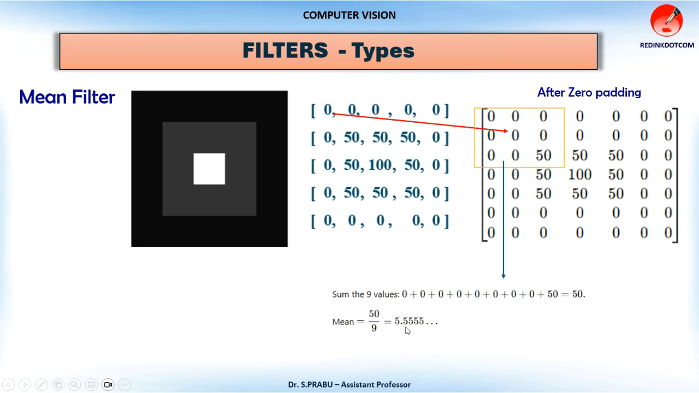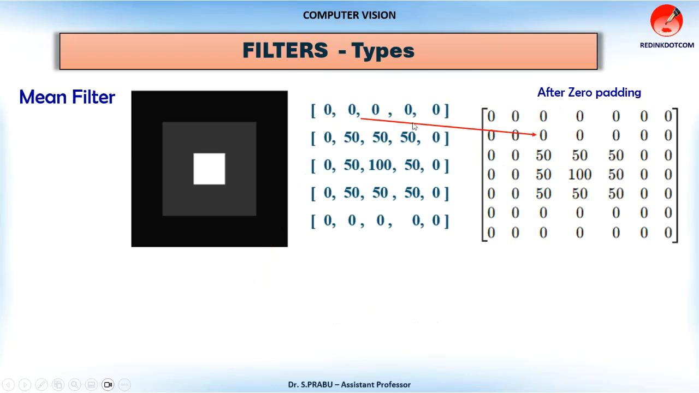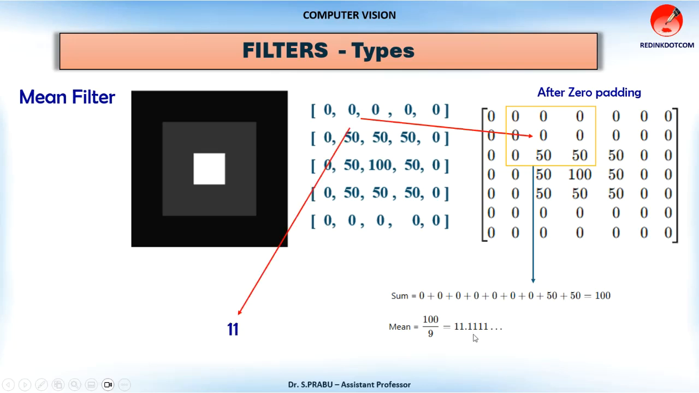The value is 5.5. I am going to round this value. That value is 6. So instead of 0, the resultant image contained the first pixel value as 6. For the second number, the surrounding values are there. I am taking the average of these values. The average value is 11.11. After rounding, it becomes 11.